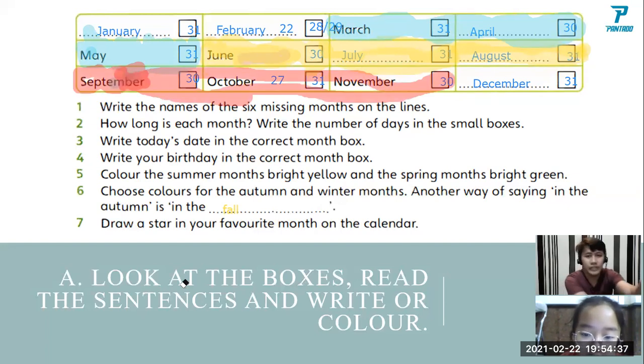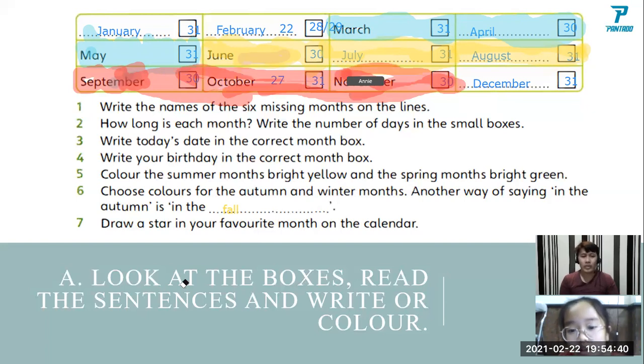Okay, very good. And lastly, winter months. What are the months for winter? White. Why is it white? Dark blue. Or you can just simply make it blue, right? Make it blue because it's cold. You can make it blue for winter.